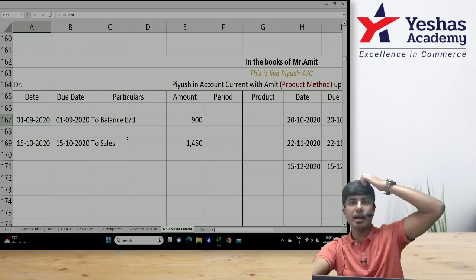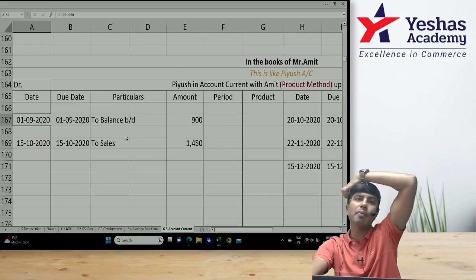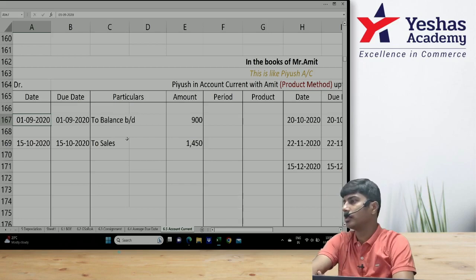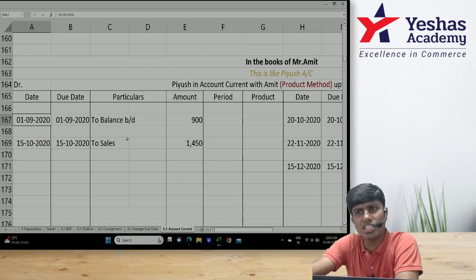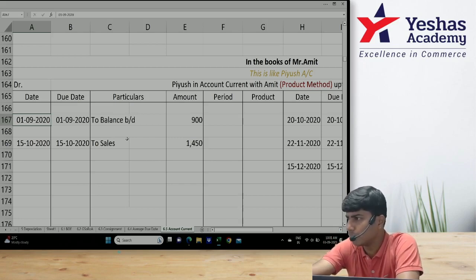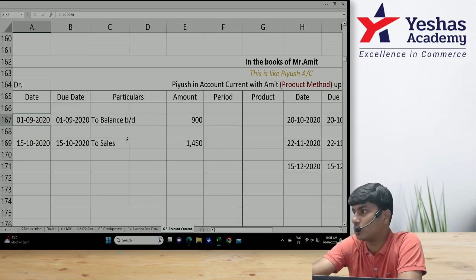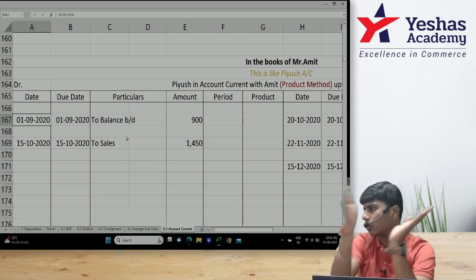Now listen. I purchase goods from you today. I didn't pay until 30th September. So in this period, you compute some 27 days interest. Got it? Okay, I paid on 5th of October. Till 30th September, we prepared one separate account current.